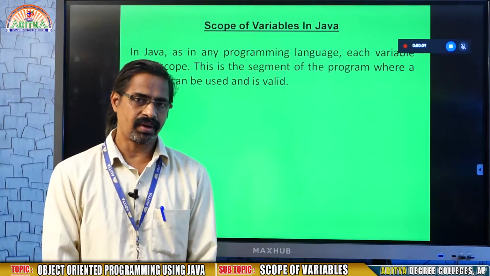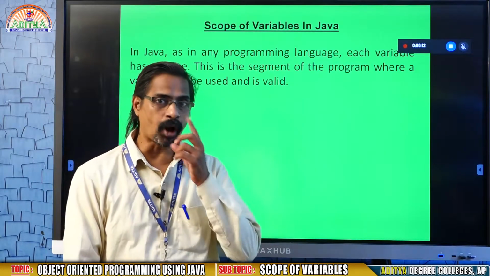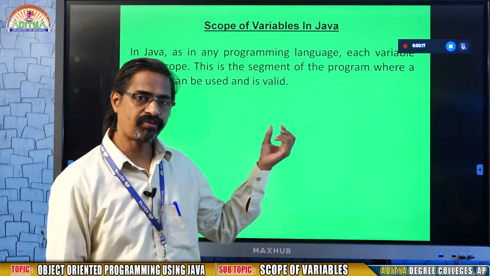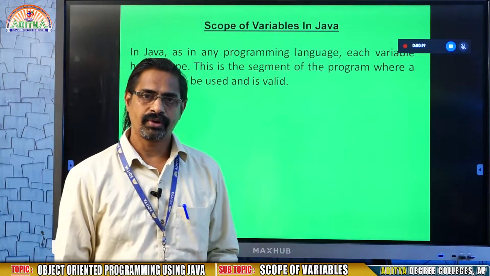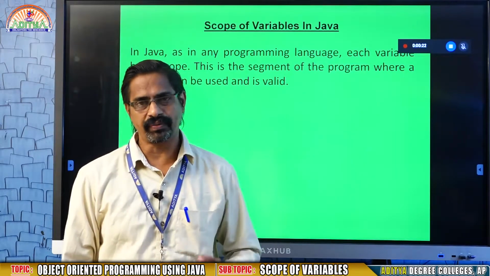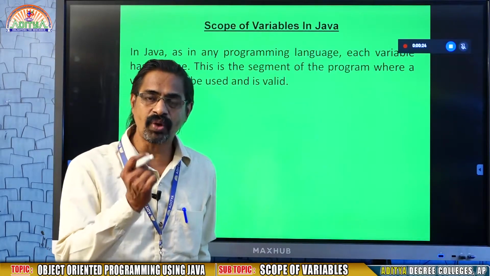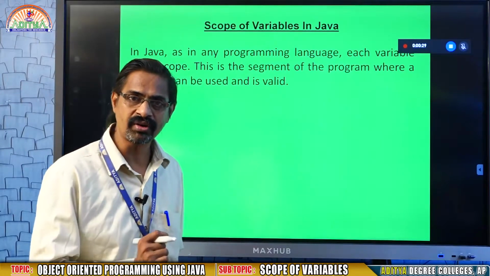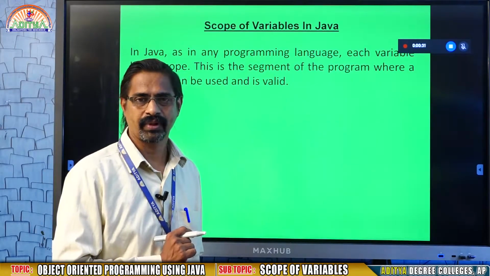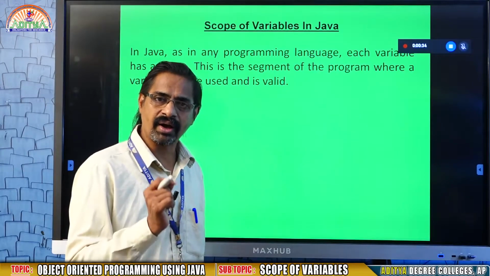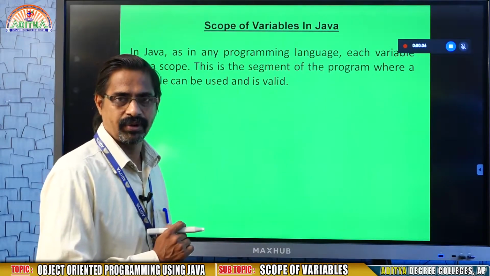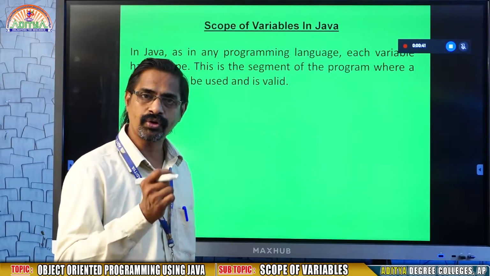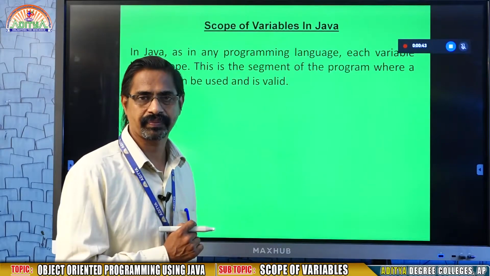In this section, I am giving you a topic that is scope of variables. Scope of variables. You all know what is a variable. A variable means a name we are giving to the memory location to access the value. In Java, every variable must be declared. We declare a variable with the help of data type, that is int, float, double, boolean, char.